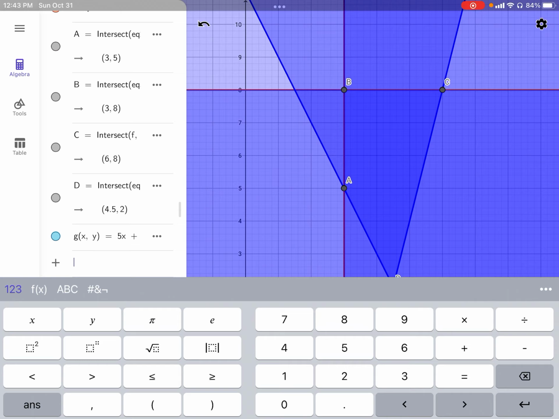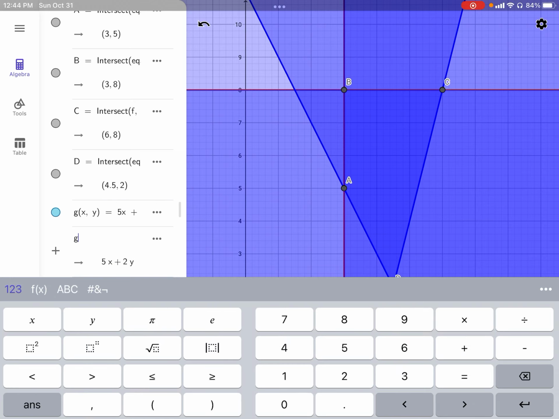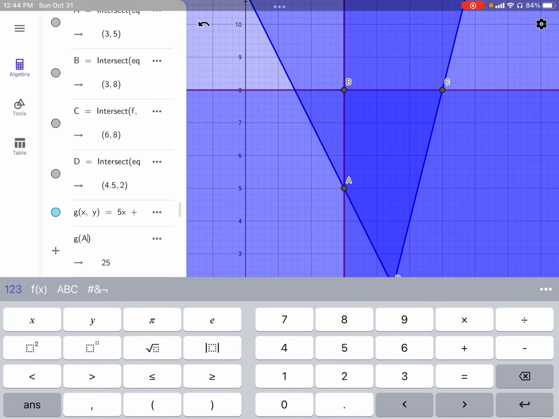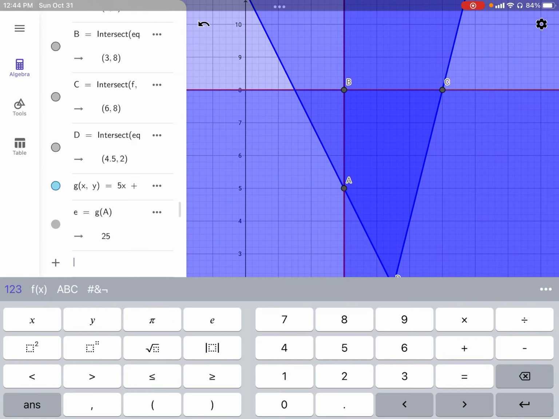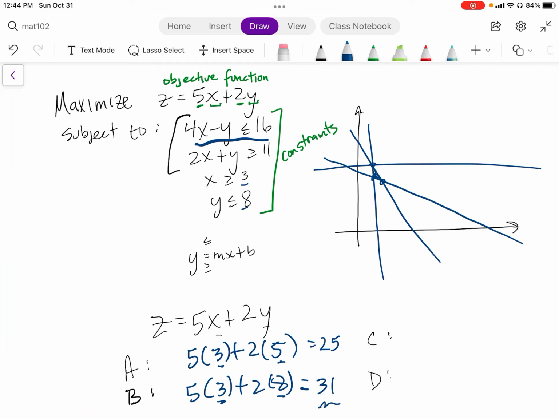Enter. Now, here's the cool part. Just do G. Oopsie. I was hitting answer. Okay. G, parentheses. So notice it called up the G function, right? 5x plus 2y. But I want it to use A, G of A. Hit enter. 25. Let's verify. Is that what we got? Yep, 25, right?